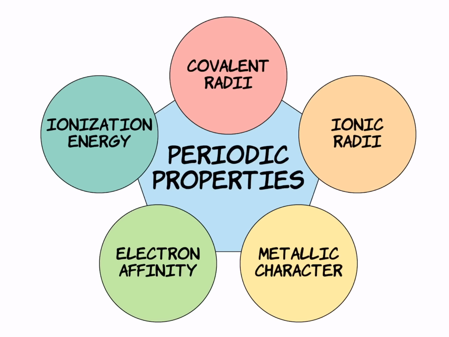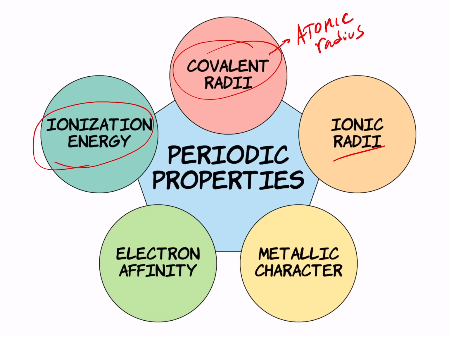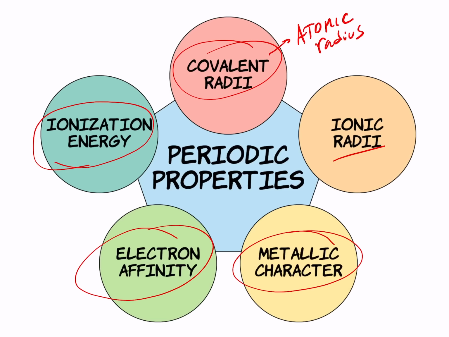In this blog post, we will continue discussing the periodic properties. At this point, we have already talked about the covalent radius, which is basically the atomic radius, and the ionic radii. Today, it's more about the ionization energy, or the tendency to lose electrons, the electron affinity, which is the opposite, the tendency to gain electrons, and the metallic character that is pretty much related to these other two.